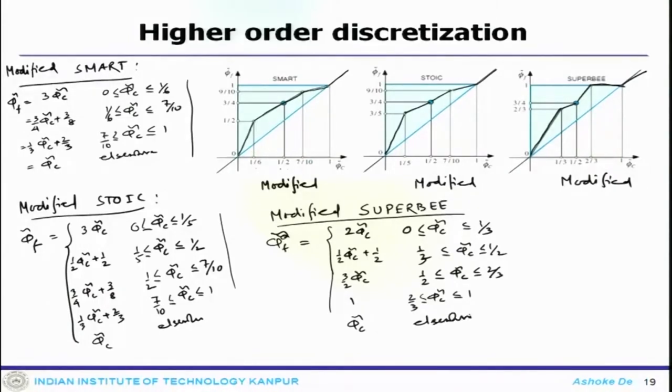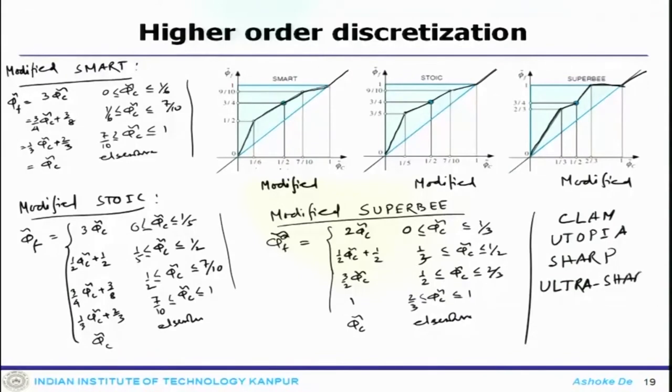So, that is how. Now, there are some other methodologies which also exist in the literature, like CLAM, Utopia, SARP, Ultra SARP. So these are also different schemes. One can have a different profile based on this NVD and NVF. So, that gives us the platform to start developing the TVD kind of framework.